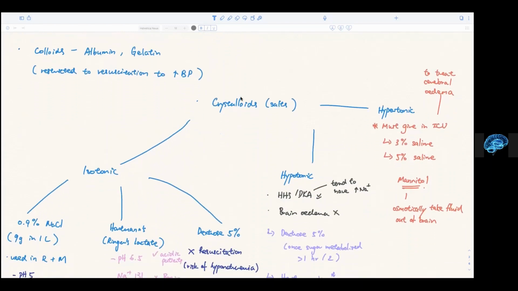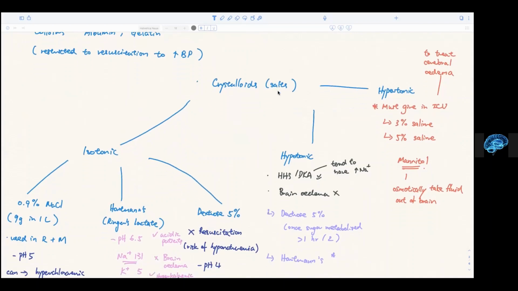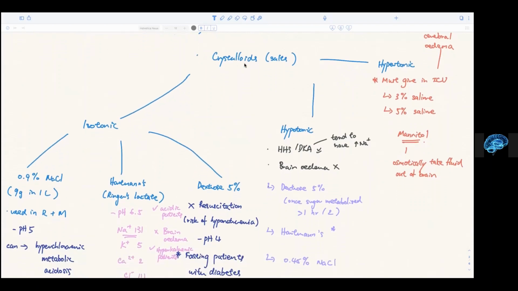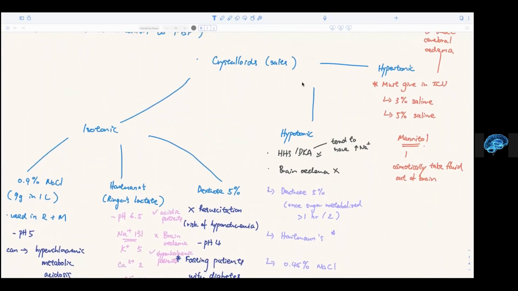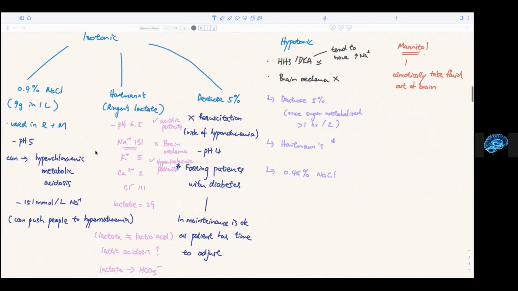Crystalloids. So that's the main bulk of what you would give as an intern. Crystalloids basically mean salts, and can be divided into isotonic, hypotonic, or hypertonic saline. In isotonic, there are three different main types. There's 0.9% sodium chloride, used in both resuscitation and maintenance. There's Hartmann's or Ringer's lactate, and also there's dextrose 5%.